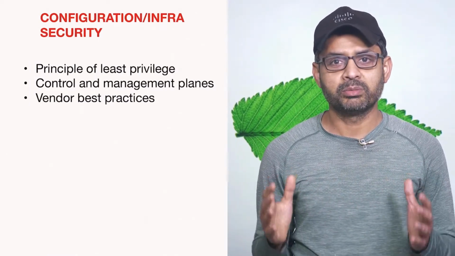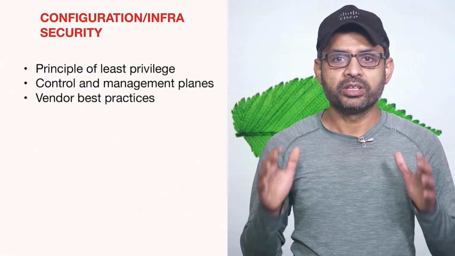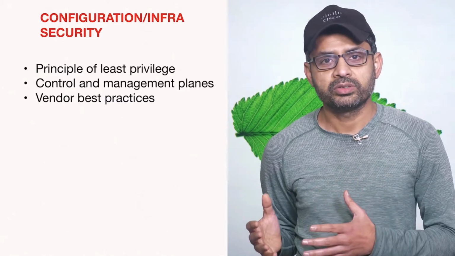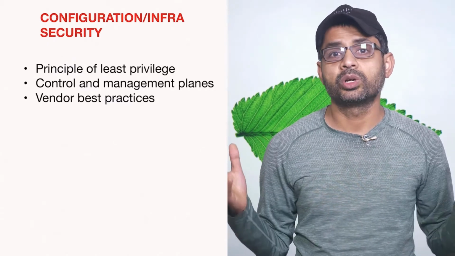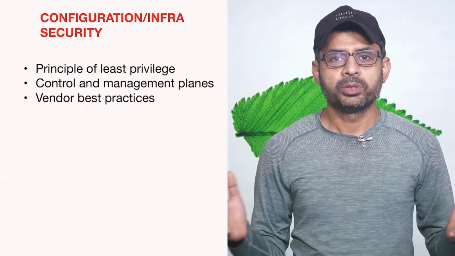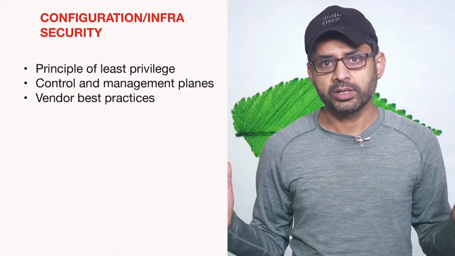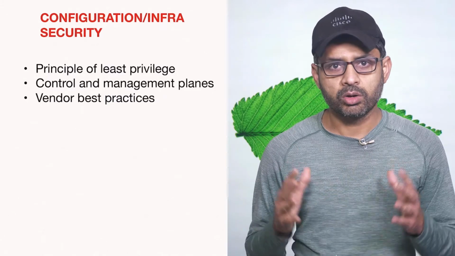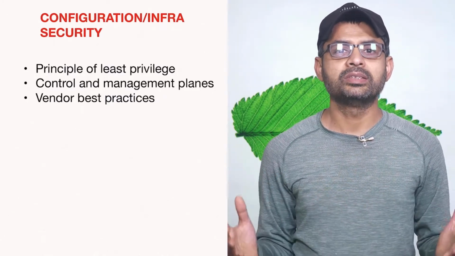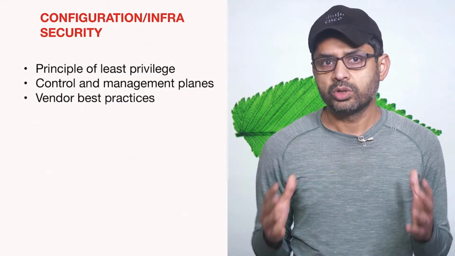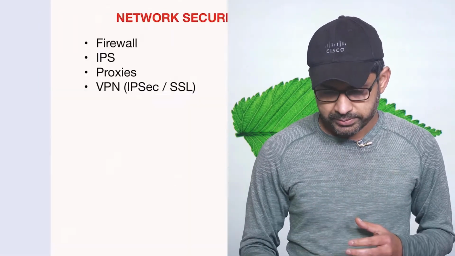Infra security is about securing your network software, your network hardware, and servers, whether they are hosted on-premise or in the cloud. It also includes securing access to your infrastructure. You need to apply the principles of least privilege and protect your control and management plane. As I said earlier, your admin or root or any kind of login credentials must never be hard-coded inside your automation code. You should also apply vendor best practices for securing the infrastructure.